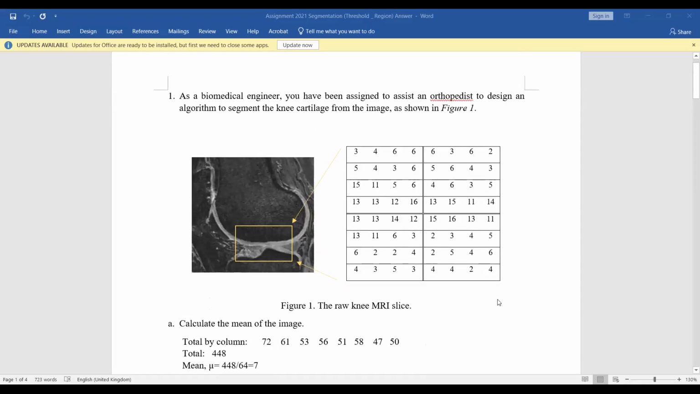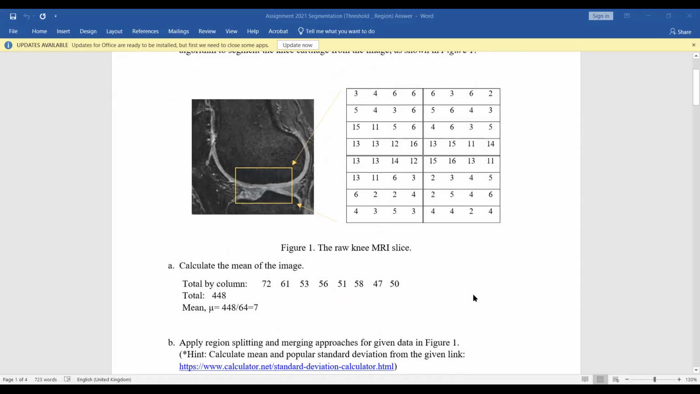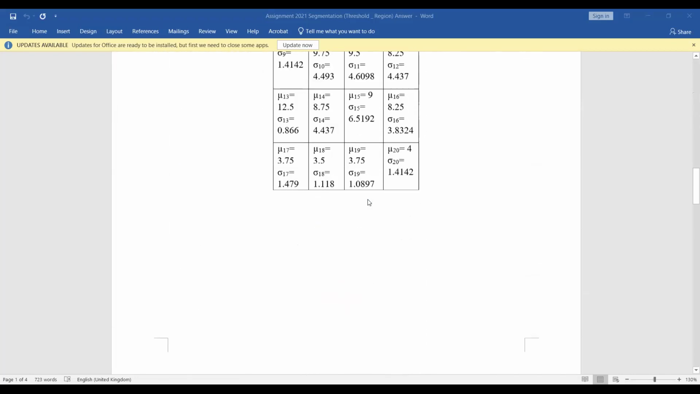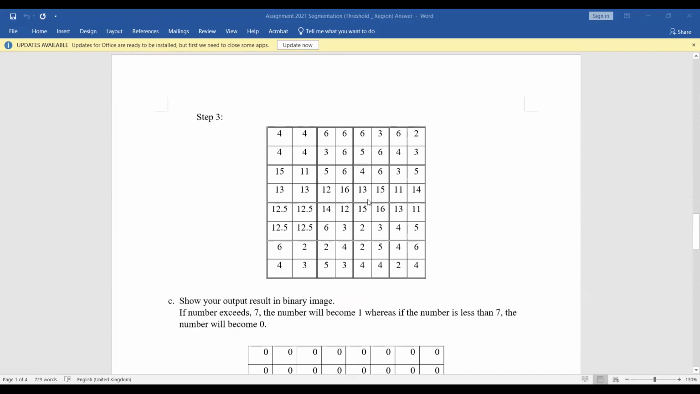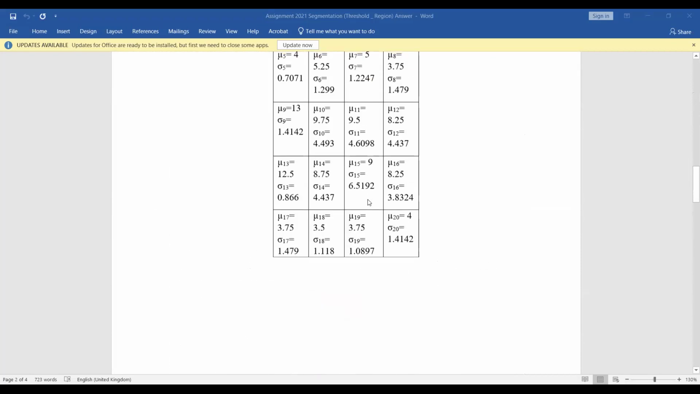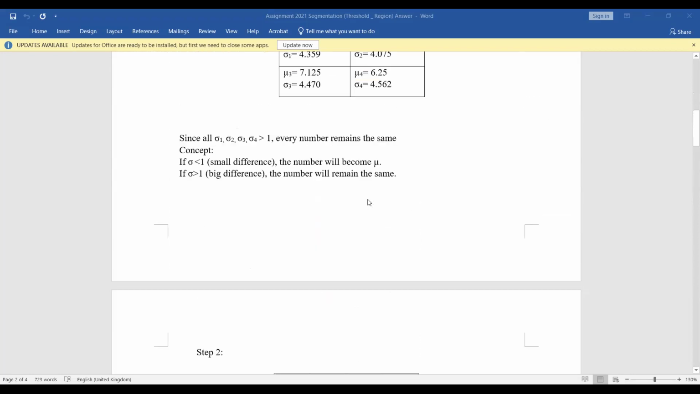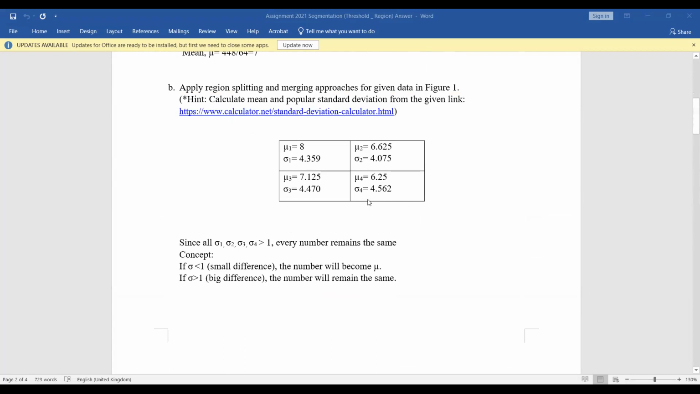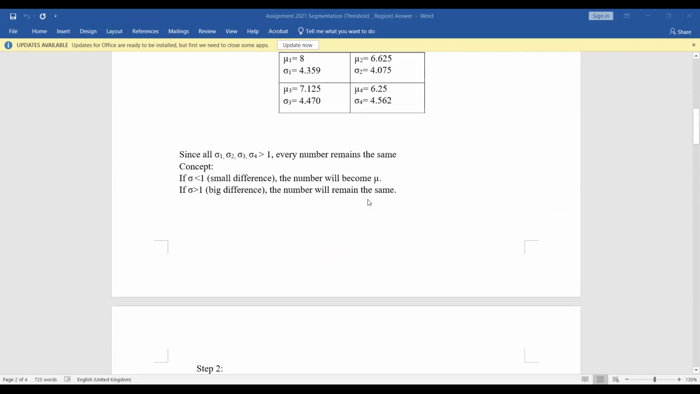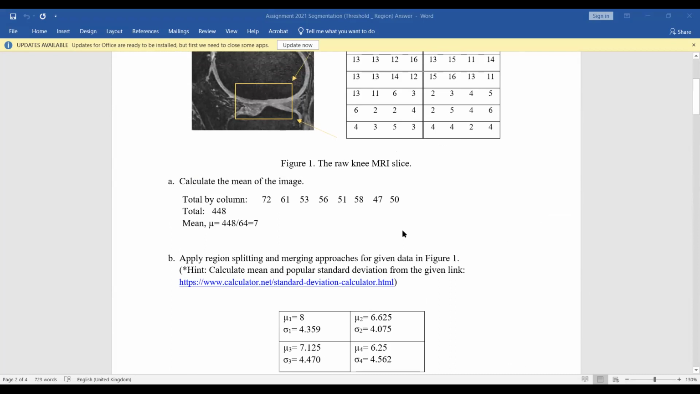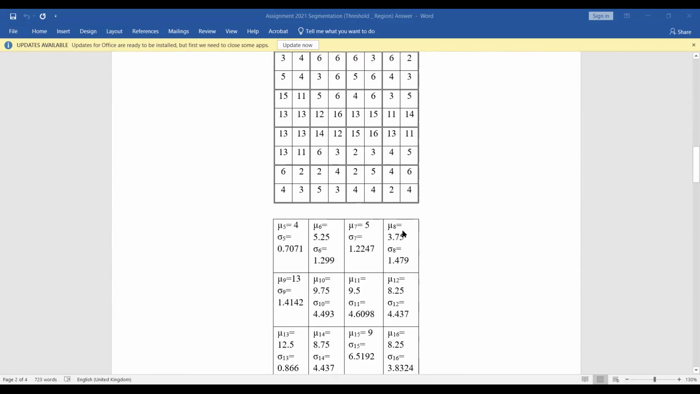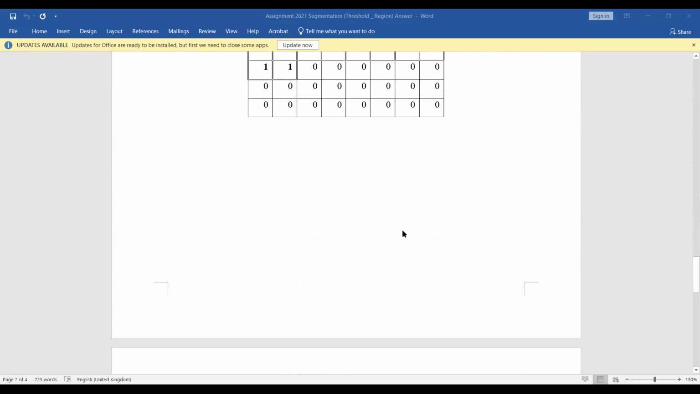Never mind. I show you the steps first. So actually, you need to compute the mean. First step, you need to calculate the mean range. Where's question two?